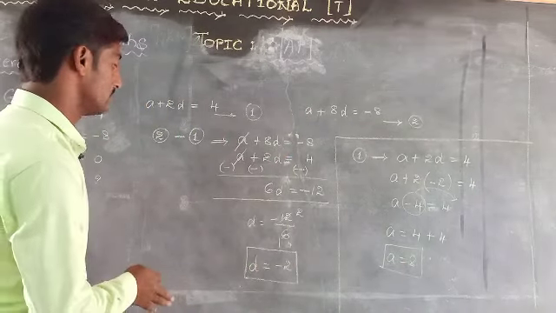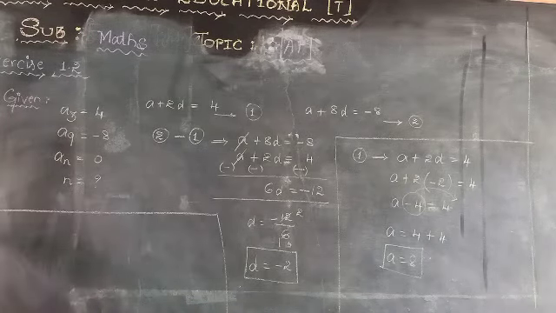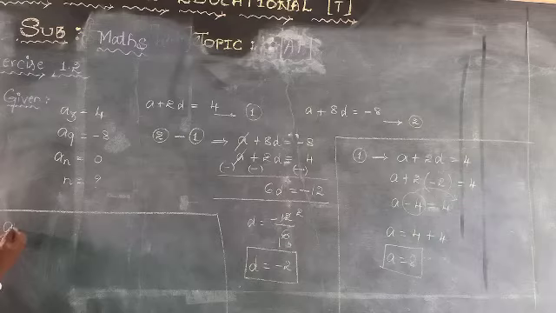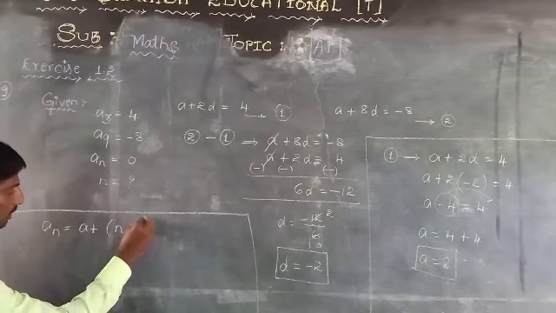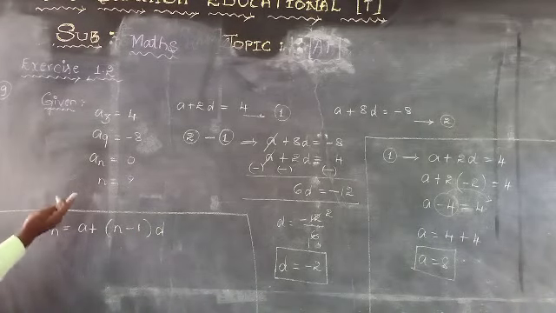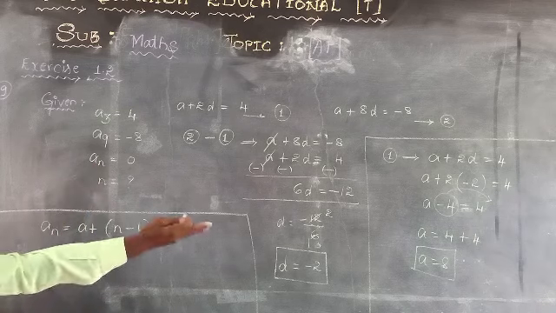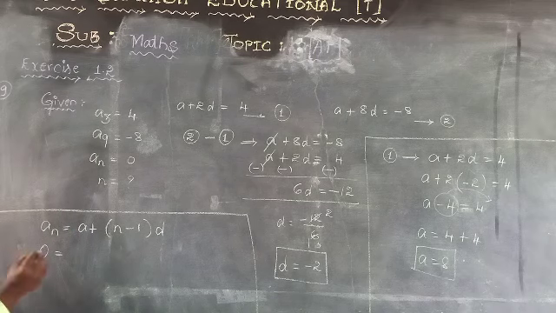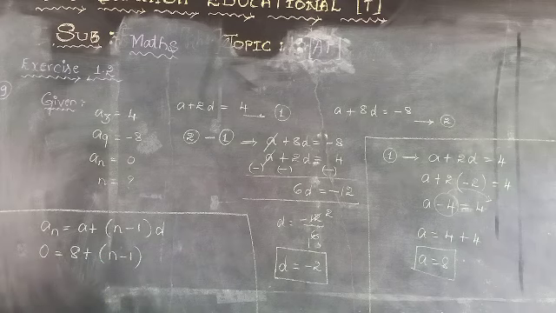Now I need to find the value of n. I will simplify here, using this space. To find the n value, we know the nth term formula of an AP: an is equal to a plus n minus 1 times d. Here we need to find the n value; the an value is given, and we have found the required a and d values. So substitute an, the nth term that is given, as 0, equal to the first term of that sequence, 8, plus n minus 1 times the d value, which we got as minus 2.